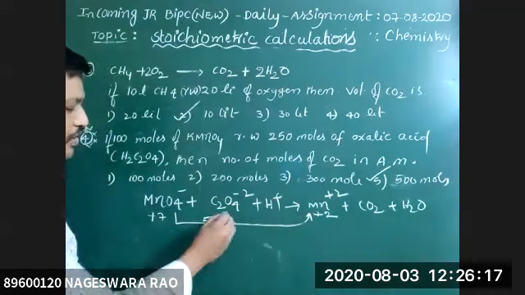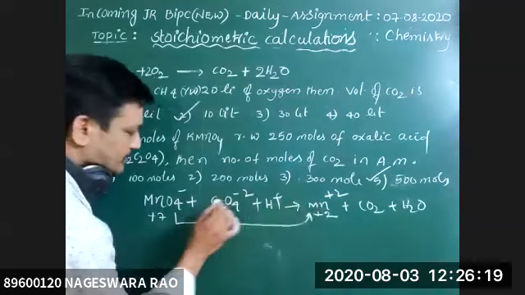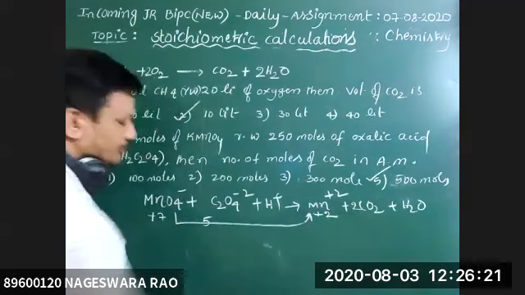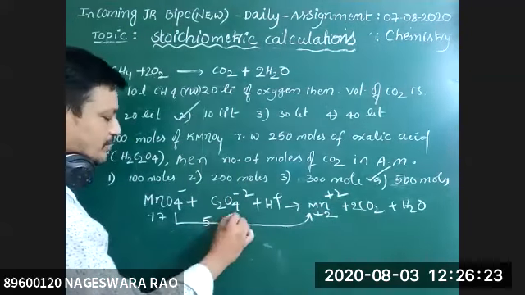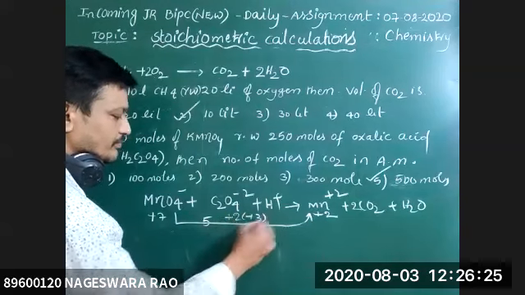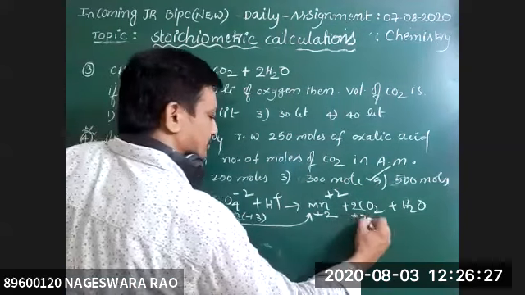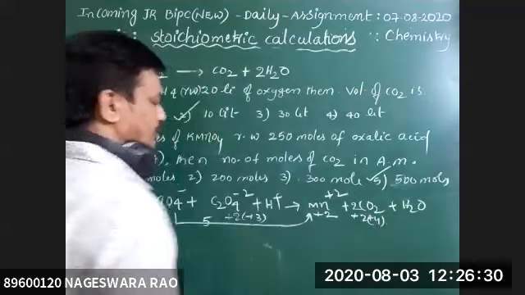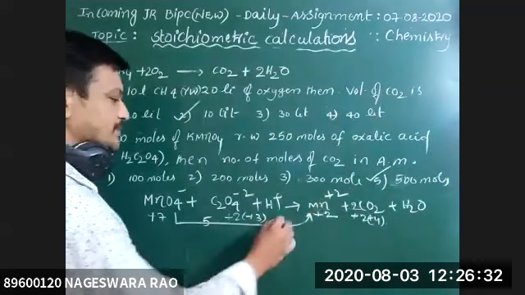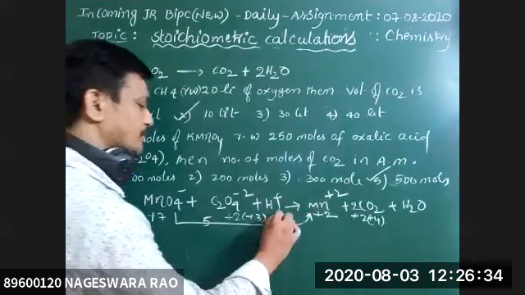So next, the oxalate ion. Here 2 carbons are there. Each is plus 3, so 2 into plus 3 converts to 2 into plus 4. So plus 6 converts to plus 4. Here 5 electrons, here 2 electrons, so we have to cross multiply to get the final equation.